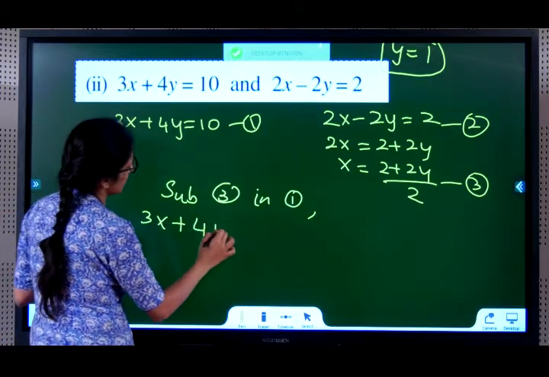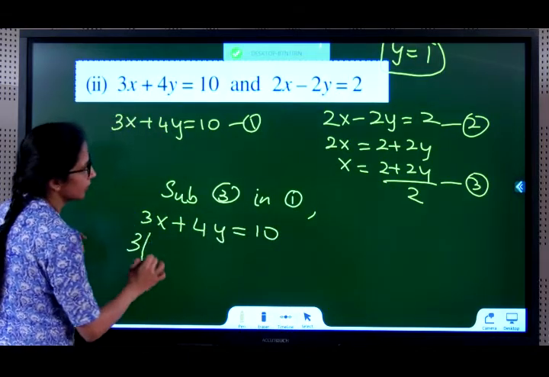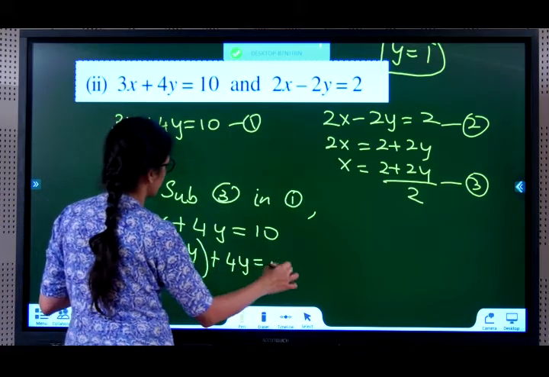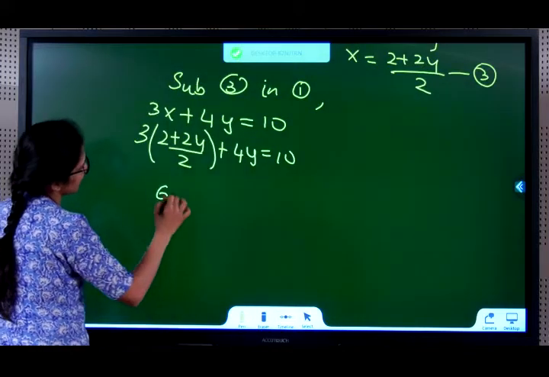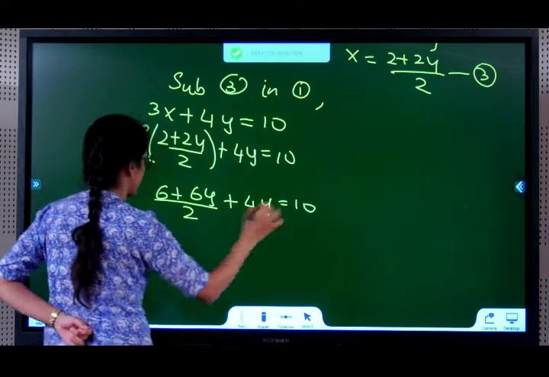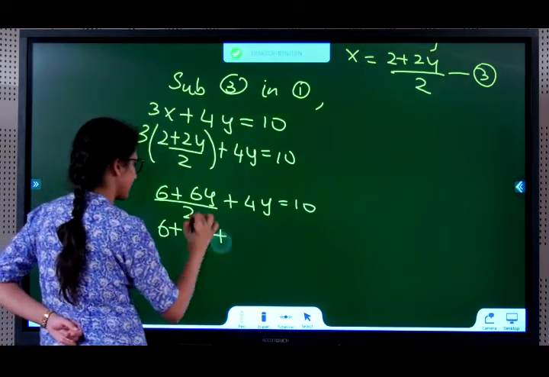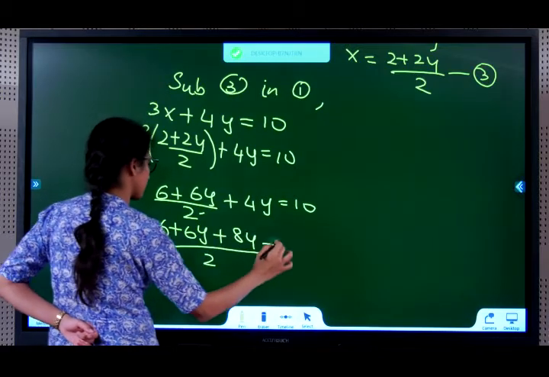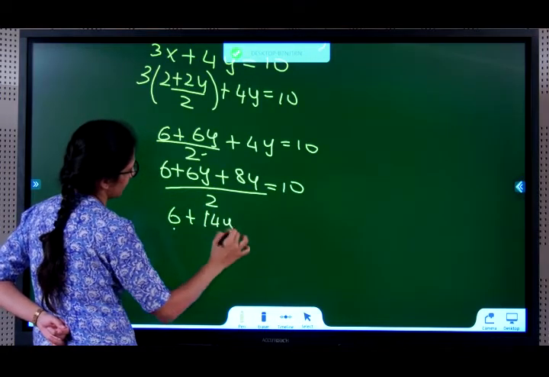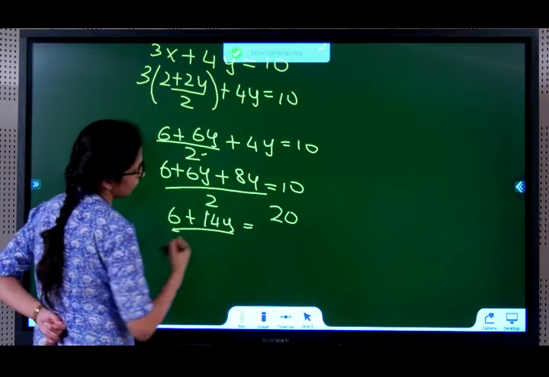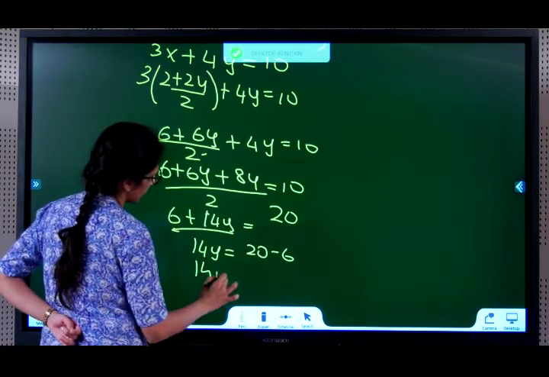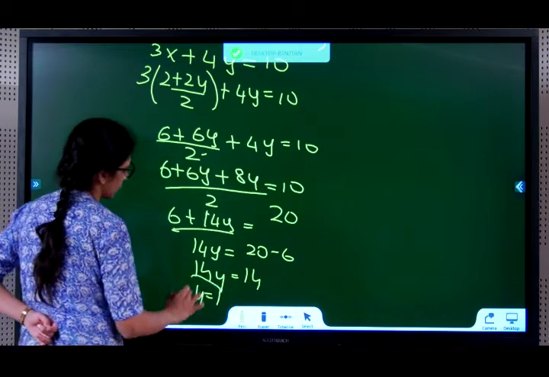3x plus 4y is equal to 10. 3 into (2 plus 2y) by 2 plus 4y is equal to 10. 3 2s are 6, 3 2s are 6. Divided by 2 plus 4y is equal to 10. 6 plus 6y, take LCM, plus 8y divided by 2 is equal to 10. 6 plus 14y, send the 2 to the side, 2 tens are 20. 14y is equal to 20 minus 6, 14y is equal to 14, y is equal to 1.